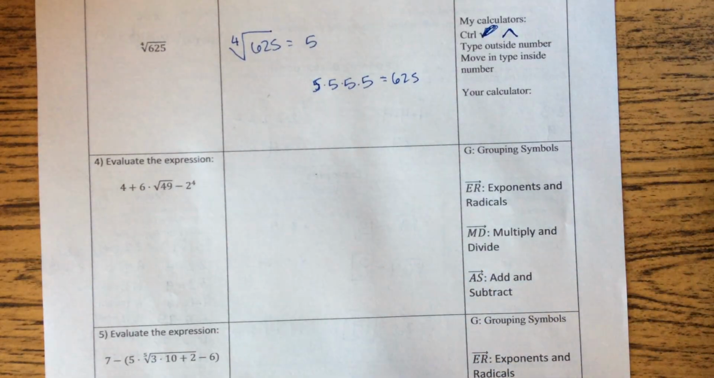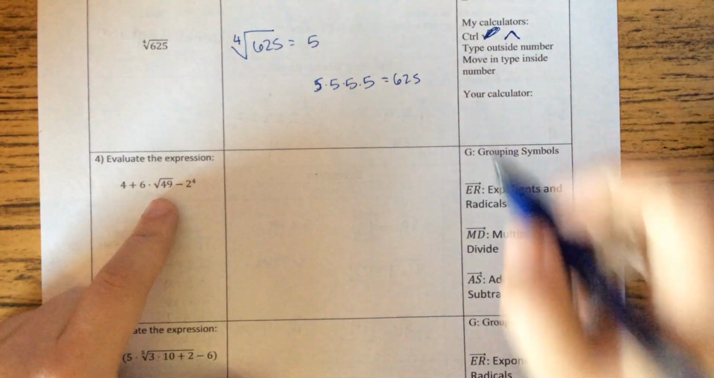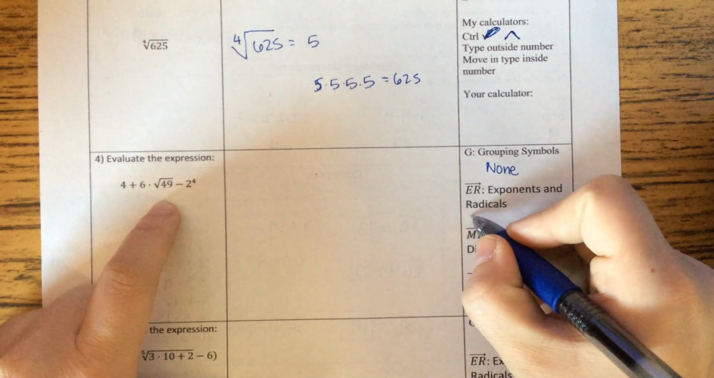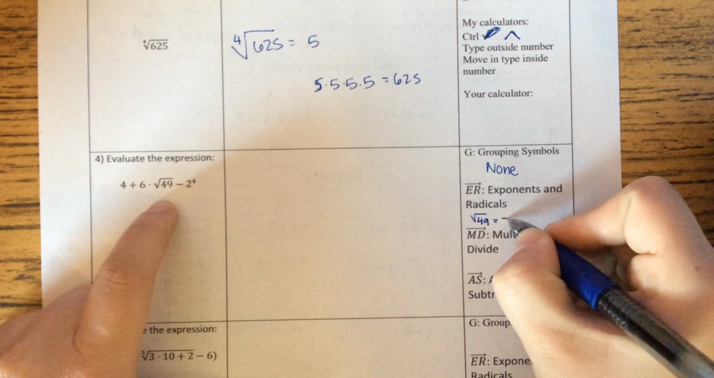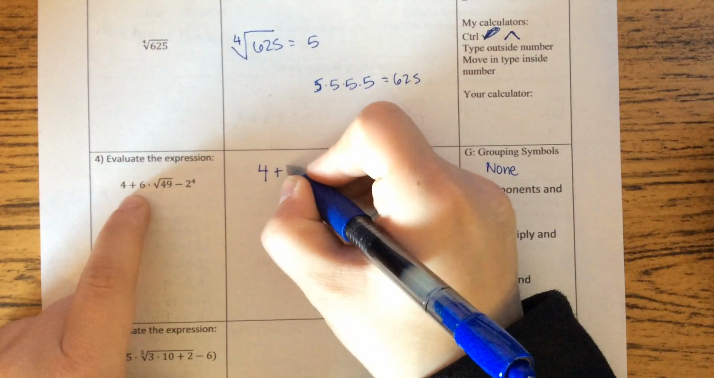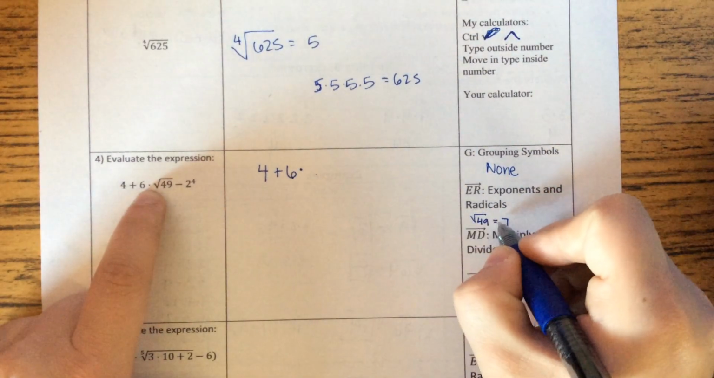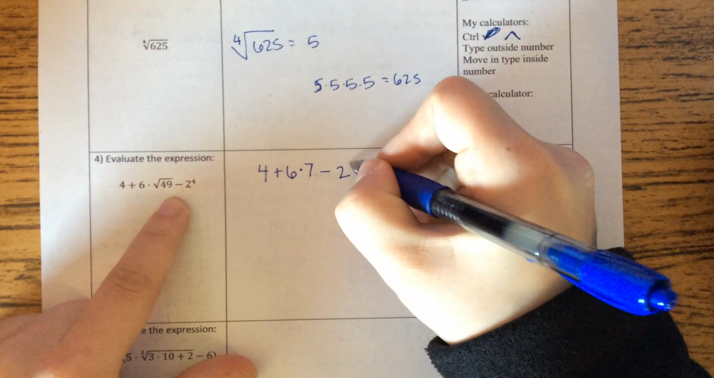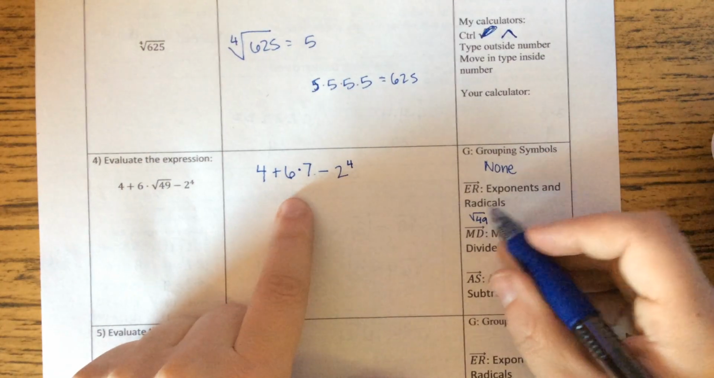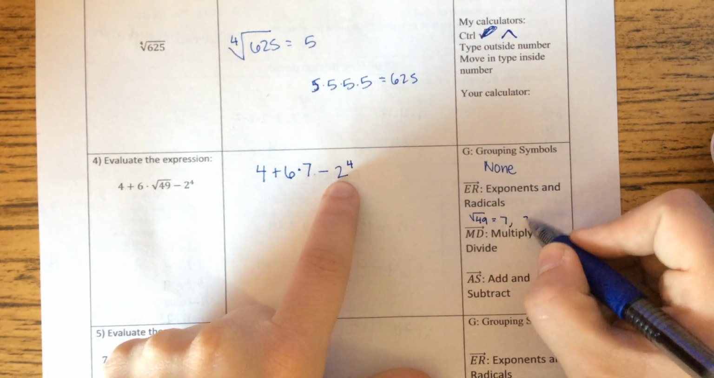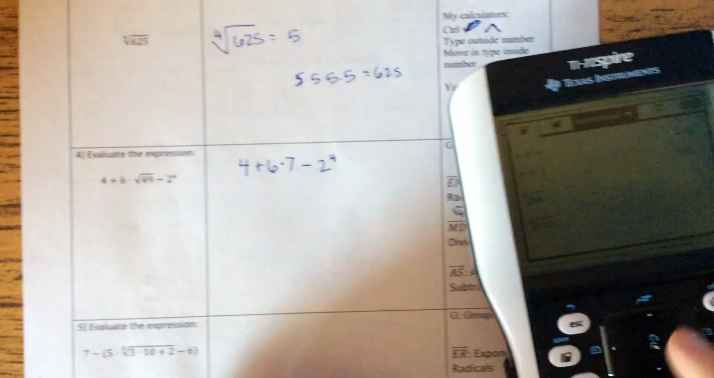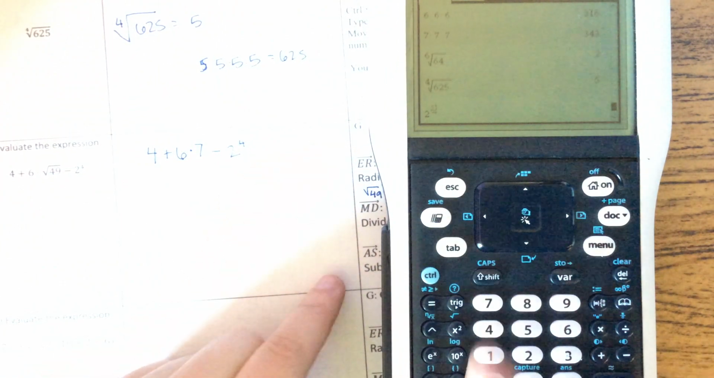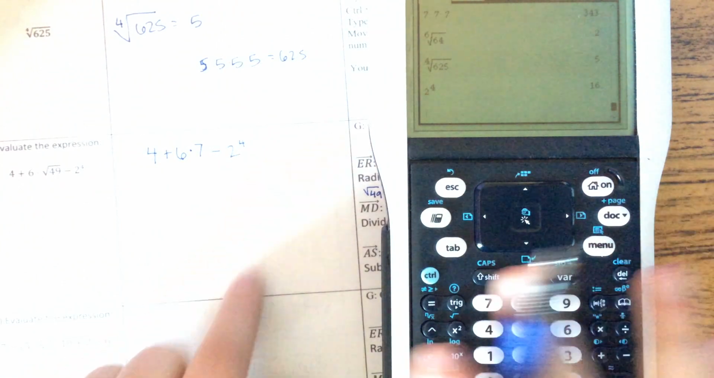Okay, so number 4, now we have to use our GERMDOS. So we're going to do grouping symbols first, which there is none. Okay, now exponents and radicals, left to right. So the first thing we're going to do is the square root of 49, which is 7. So I have 4 plus 6 times the square root of 49 is 7, because 7 times 7 is 49, minus 2 to the 4th. So I still have exponents and radicals left to right. I still have 2 to the 4th. Okay, 2 to the 4th means 2 times 2 times 2 times 2. Another way you can do that is by saying 2, and then use this button here, button 4. So 2 to the 4th is 16.